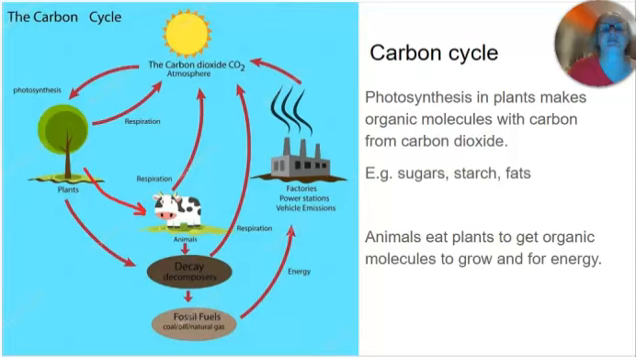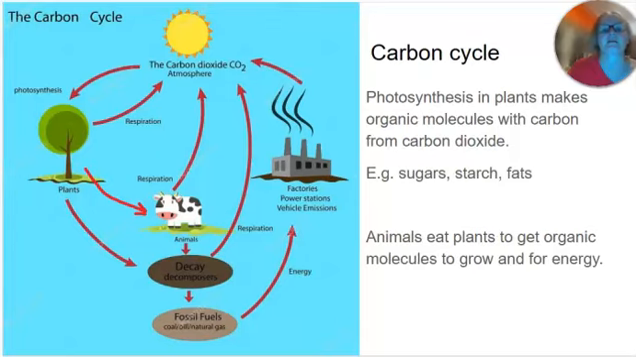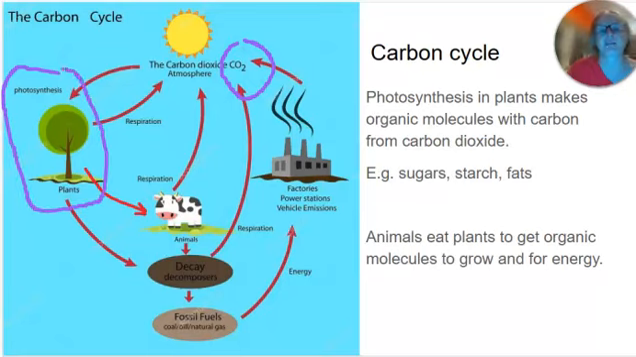Carbon dioxide is found in the atmosphere, and the only thing that can take carbon dioxide out of the atmosphere is the process of photosynthesis, which happens in plants. Plants use sunlight energy to trap the carbon atoms in molecules such as sugar and starch and fats and lots of other molecules too. And these molecules then get passed on to animals when animals eat the plants. And the animals then use those molecules with carbon in them to grow and to give them energy.